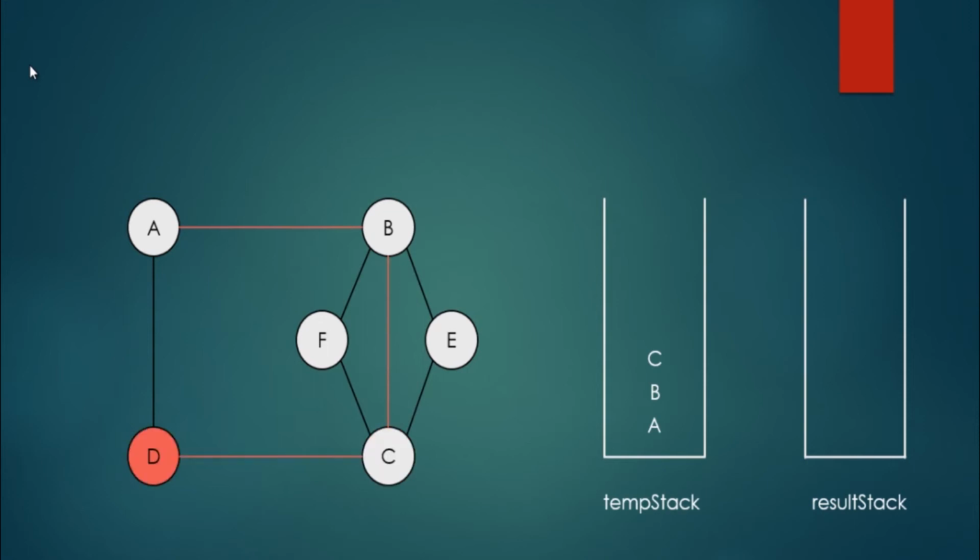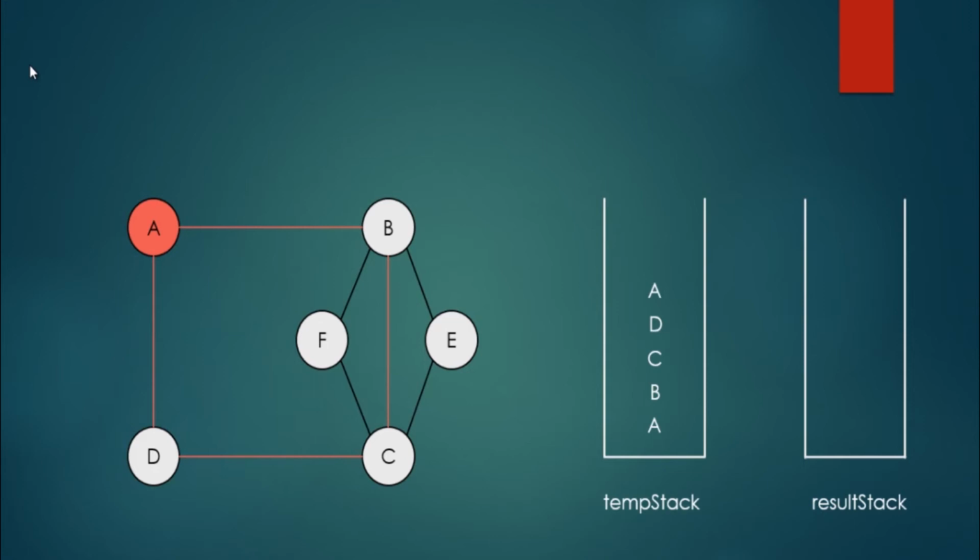We choose, for example, D and push it to the temporary stack. Then there is only one edge we can visit, so we go back to A and push it to the stack. It's very important that no matter that there is another A in the stack, if we visit it again, we have to push it again.